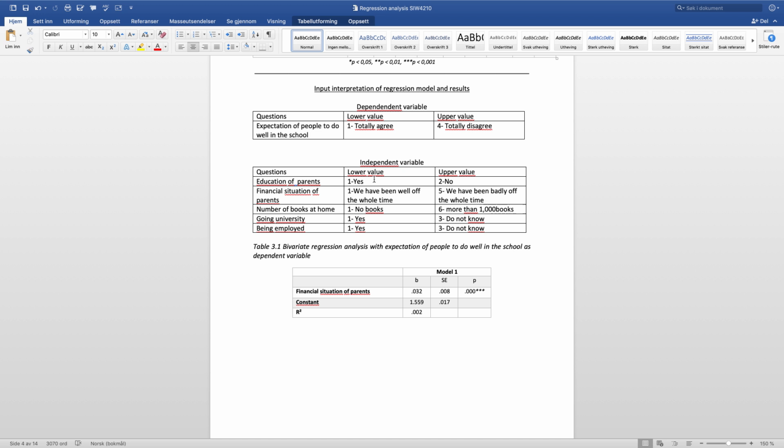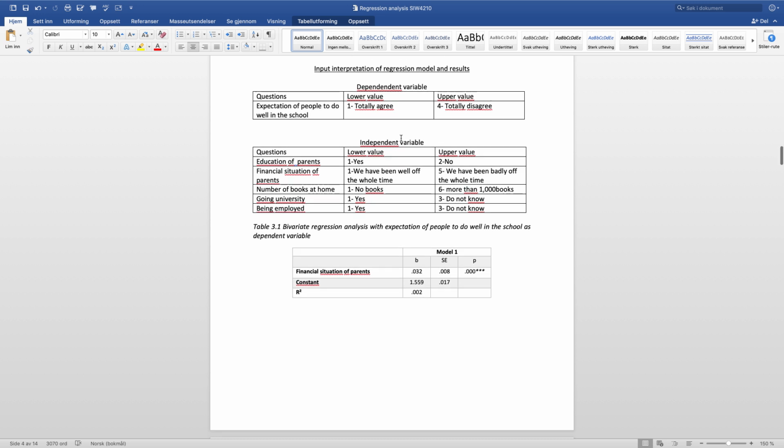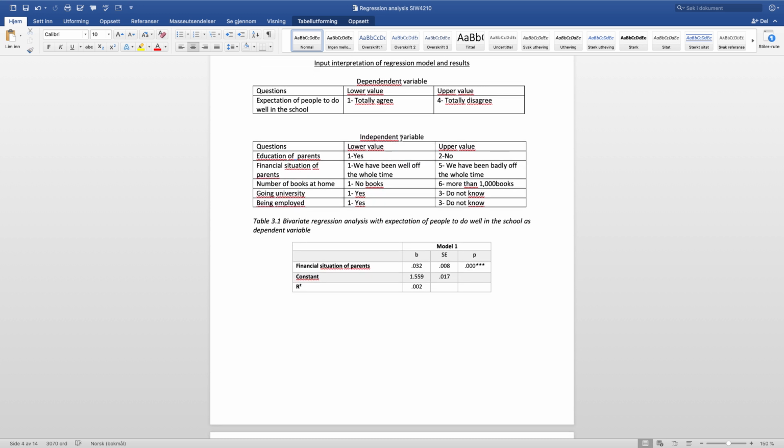So a high value on this one means that you don't feel that people are expecting a lot of you. Which is interesting. So education of parents, one is yes and two is no. I would recode this into a dummy, because SPSS automatically puts this as the reference category because it's one, so it puts this to zero. But to have control, I would put this to one, zero, and this to one.